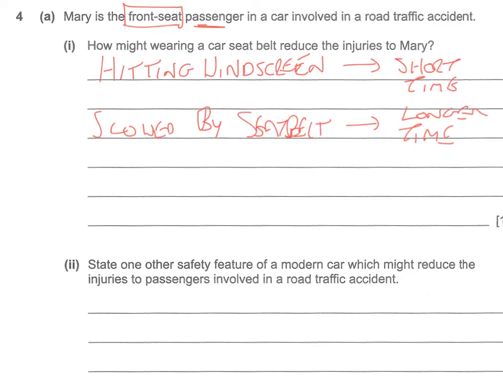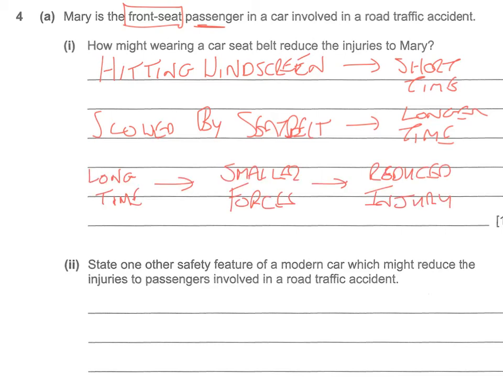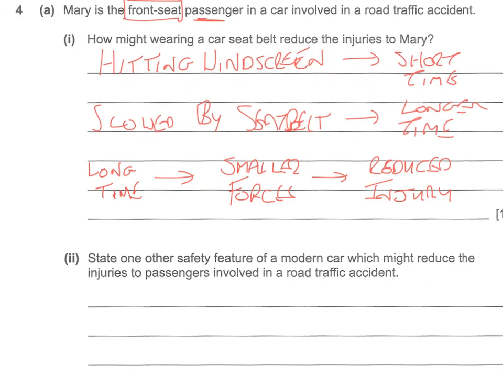So you're really explaining that hitting the windscreen would require a short time to stop her, and being slowed by the seatbelt takes a much longer time, and that the bigger the time is, the smaller the forces on her. So we have a long stopping time that produces smaller forces and reduces her injury.